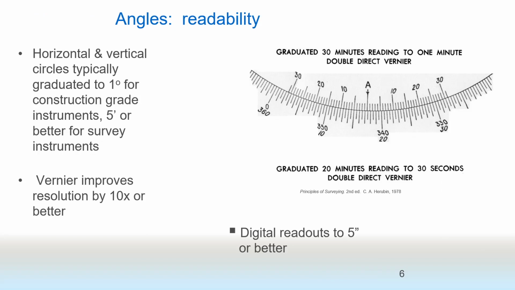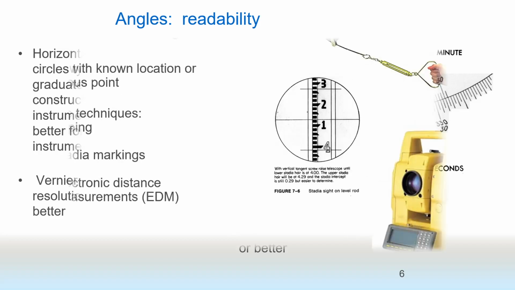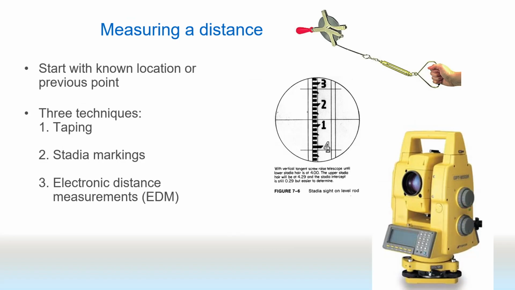Horizontal and vertical circles are typically graduated to 1 degree for construction grade instruments, 5 minutes or better for survey instruments. In ancient equipment, a vernier improves resolution by 10x or better. Here you can see vernier measurement equipment.